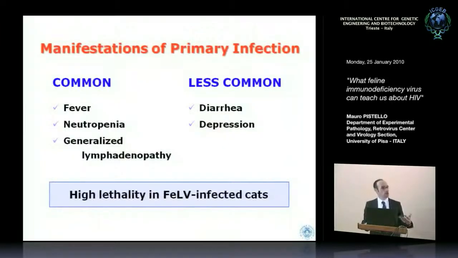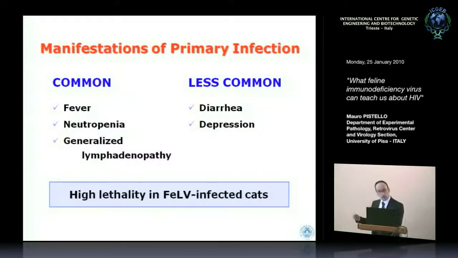The symptoms observed during primary infection are very similar to HIV. You have the common symptoms of fever, neutropenia, generalized lymphadenopathy, but you can also observe diarrhea and depression. At this stage there is a high mortality if the animals have other diseases, or especially if they are infected with other pathogens, first of all the feline leukemia virus. So when the animals have a concomitant or preceding infection with FeLV, the lethality at this stage is about 60%.